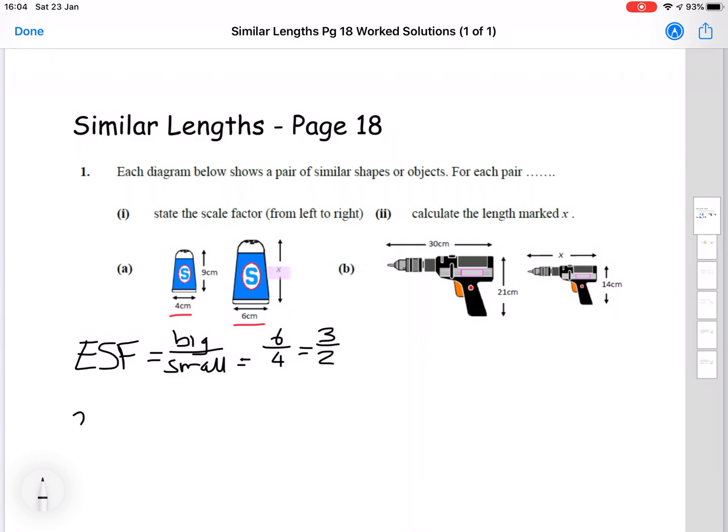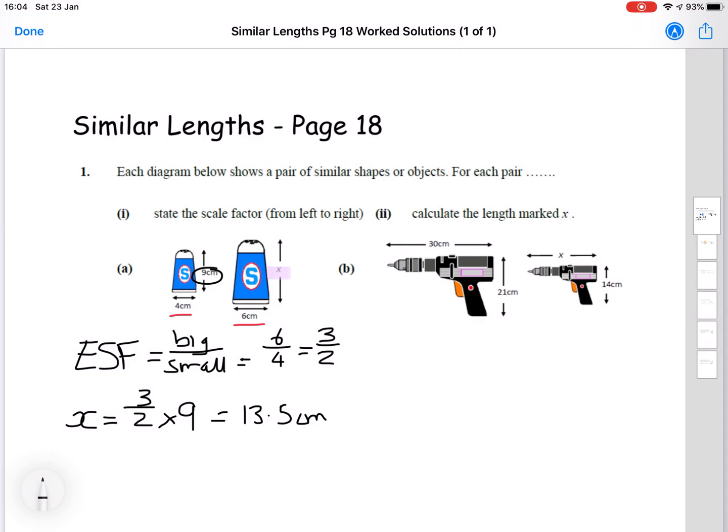So then to find the side X, we would be doing 3 over 2 times the side that matches the side that's missing. So that would be the 9 in this case. So 3 divided by 2 times 9 would be 13.5, and this one's in centimetres.